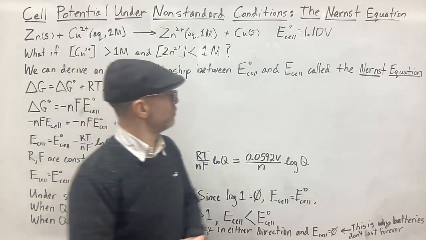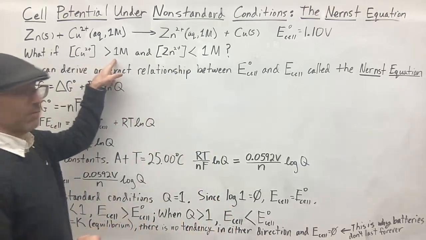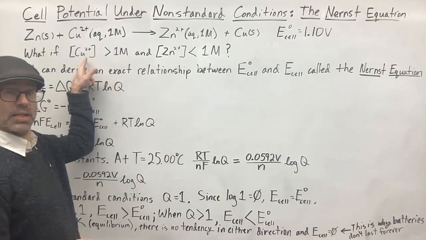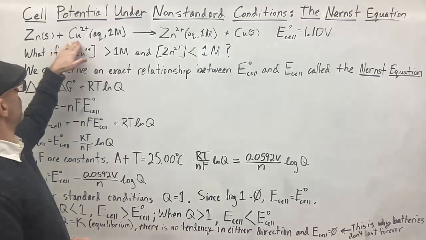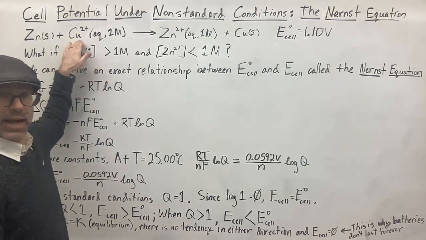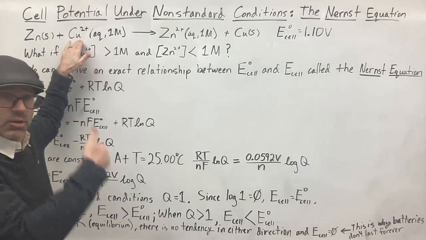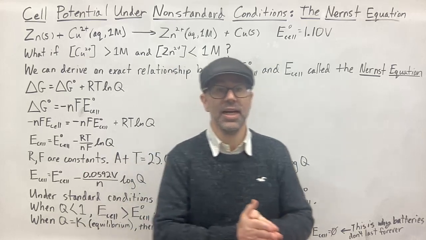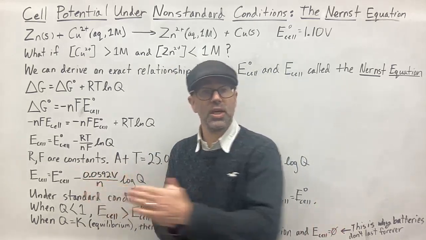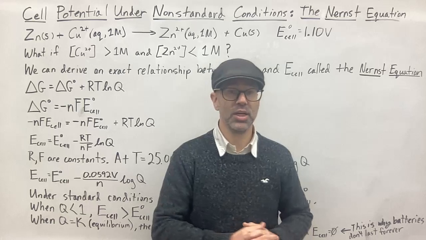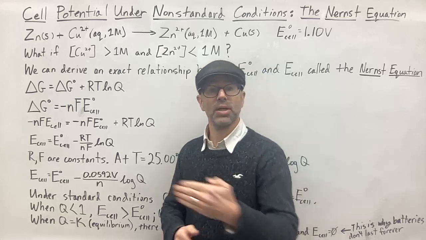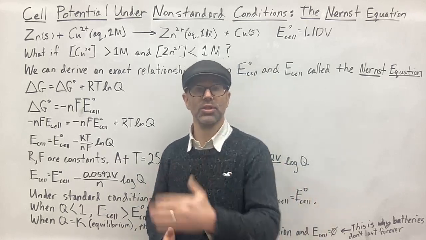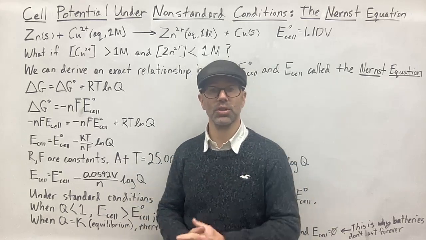Because remember, if we have a greater concentration of Cu2 plus, the copper 2 ion, remember the copper 2 ion here is a reactant. So if we're increasing the amount of reactant, then Le Chatelier's principle says that it's going to move towards the product. So the forward reaction is going to be much more active, with a greater tendency of moving towards the products.